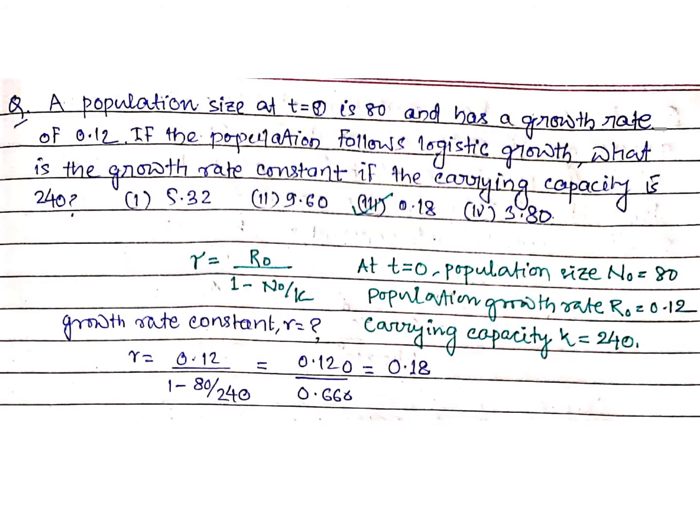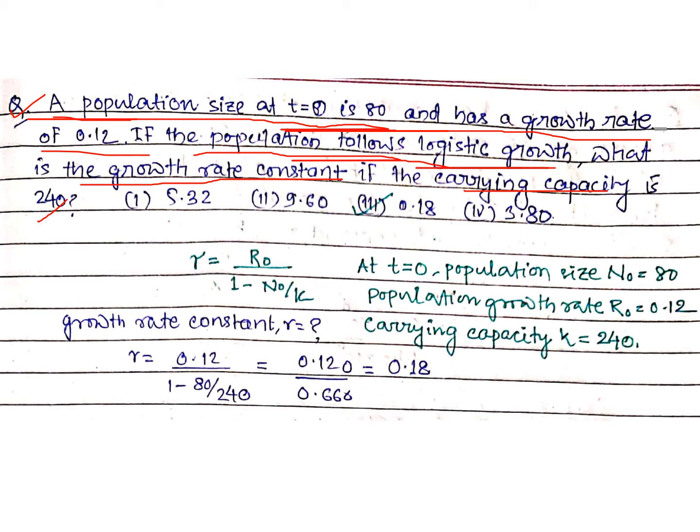Now again, moving on to the next question, that is coming from the ecology based questions. This is the kind of ecology based question that is related to the logistic growth model and population growth model. So here we can see that the given question says that a population size at t equal to 0 is 80 and has a growth rate of 0.12. If the population follows logistic growth, what is the growth rate constant if the carrying capacity is 240? So this is the question.